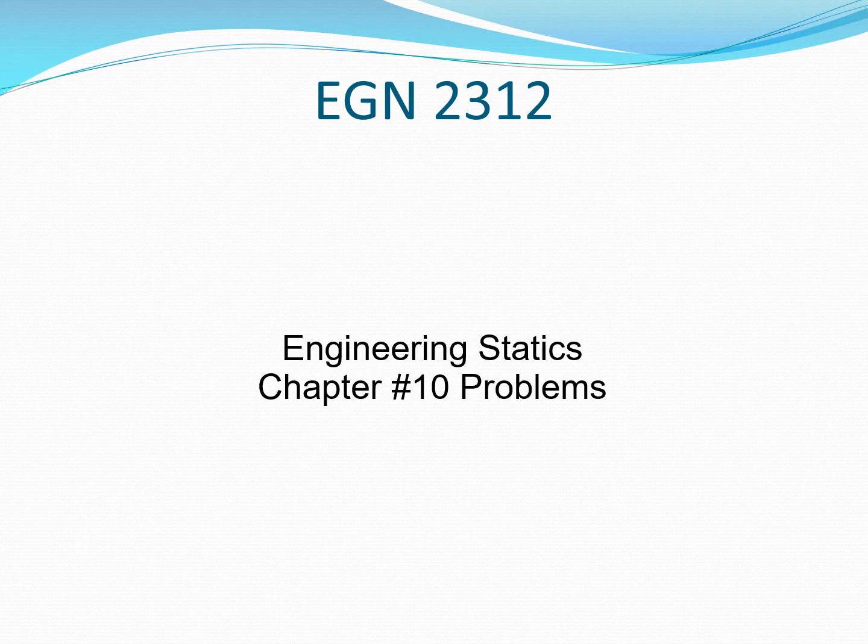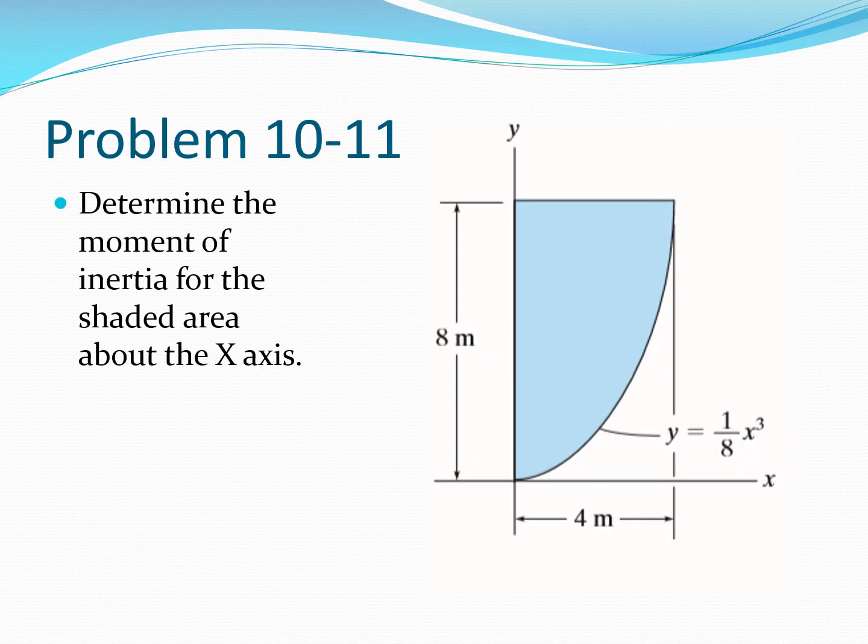Yeah, so let's take a look at a couple of problems from chapter 10. These two problems I picked because they're essentially the two basic types of problems that I'd expect you to be able to solve as you get through chapter 10. The first one is going to be finding the moment of inertia for the shaded area around the x-axis.